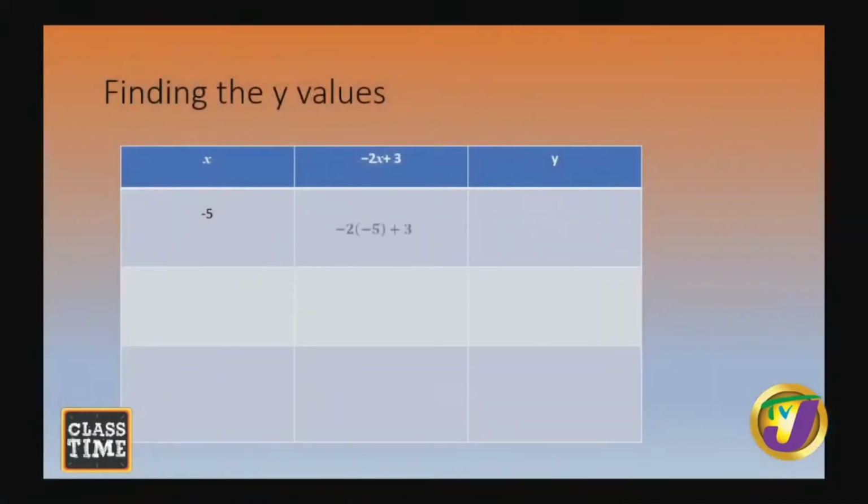All right, so let's use the tables to generate values for some points so we can plot. For the first equation, when we use -5 as our x value, we get -2 multiplied by -5 plus 3. That's 10 plus 3, which is 13. When we use 0 for x, we get -2 multiplied by 0 plus 3, which is 3. And when we substitute 5, it would be -2 multiplied by 5 plus 3, which is -10 plus 3, and that would be -7.